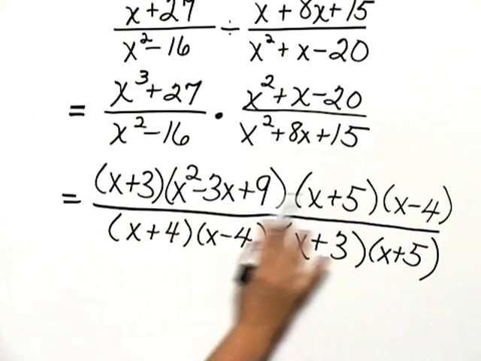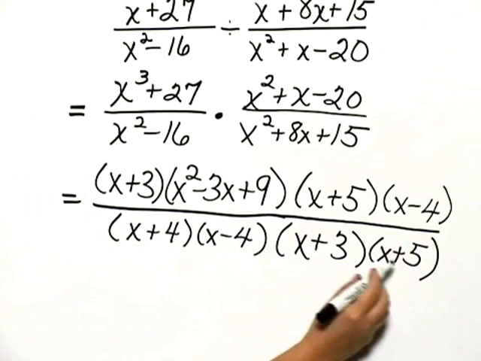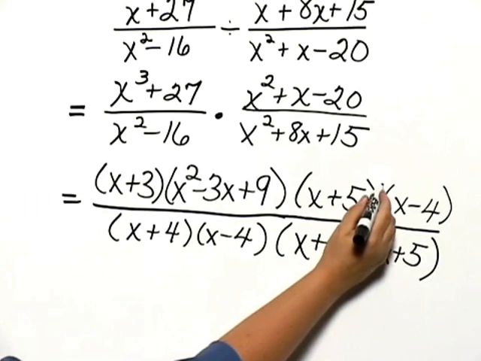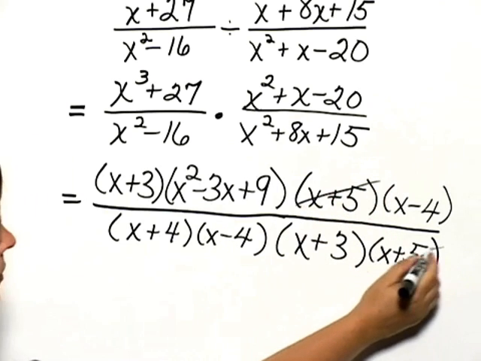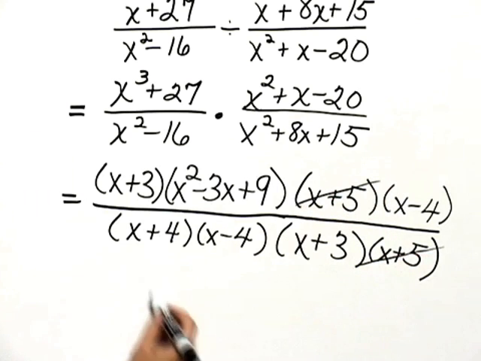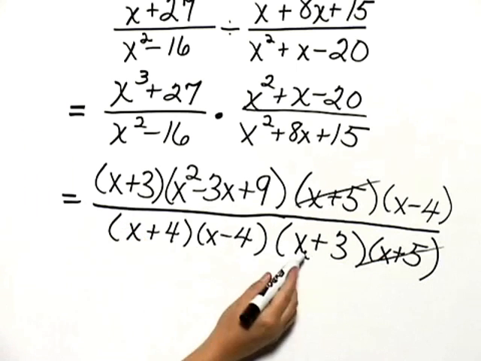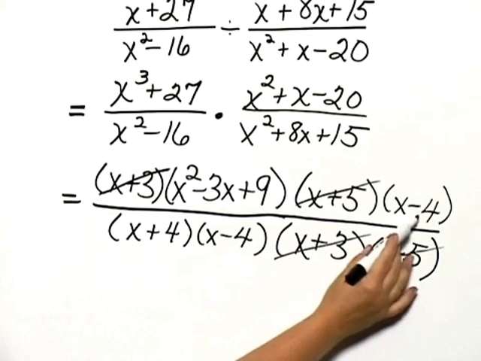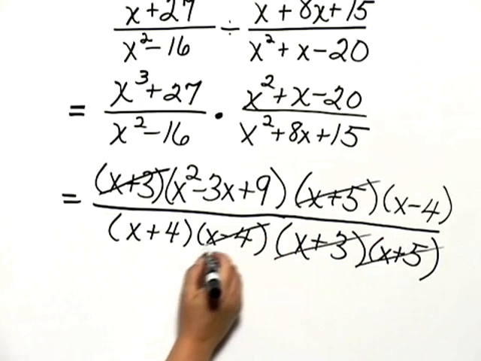Now that we have a product in the numerator, a product in the denominator, we can remove factors equal to 1. We have x plus 5 over x plus 5, that equals 1. We have x plus 3 over x plus 3, that equals 1. And x minus 4 over x minus 4 equals 1.